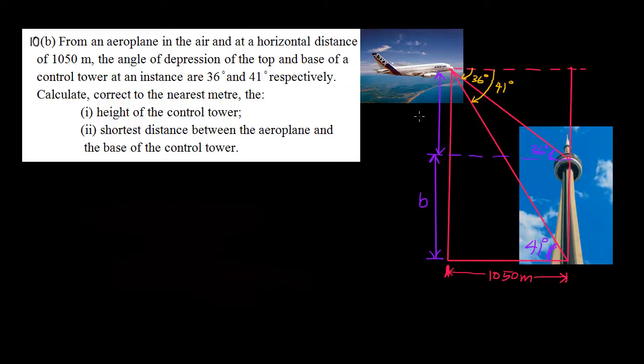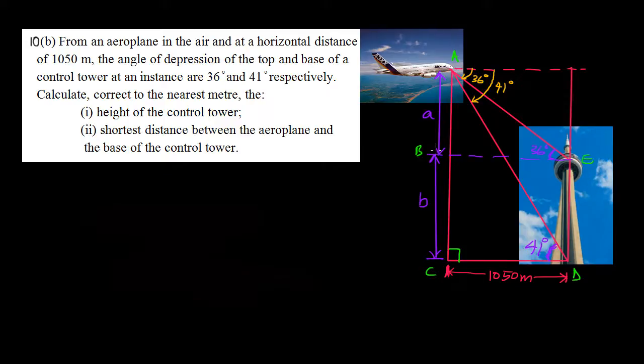Okay, let's take it as A, for example, and we have to calculate the height of the control tower. We can't just come here and start calculating the height of the control tower. We have to do something here. This is a right angle triangle. Let's say this is A, this is B, this is C, this is D, and this is E.